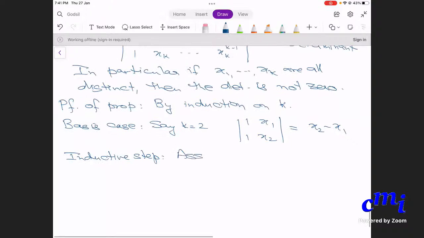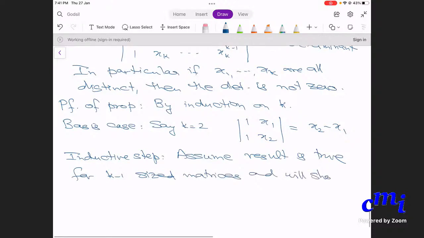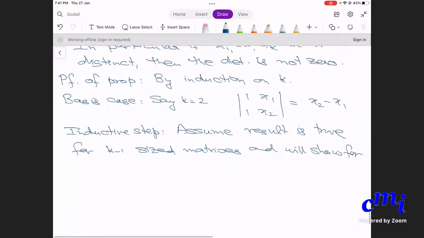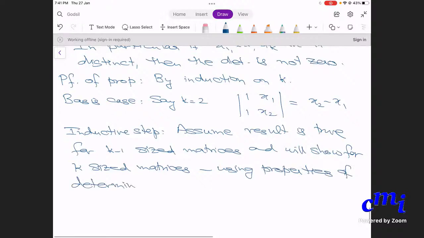So assume the result is true for k minus 1 sized matrices, and we will show it for size k, using properties of determinants.